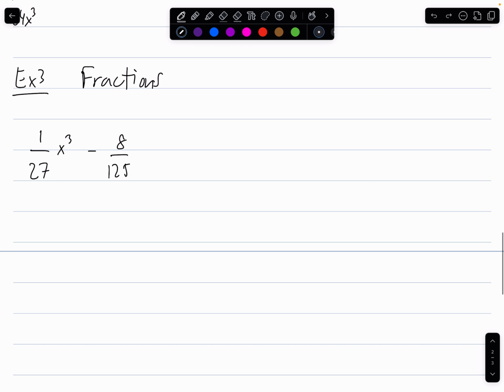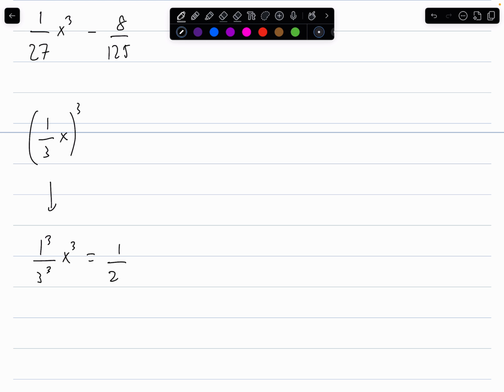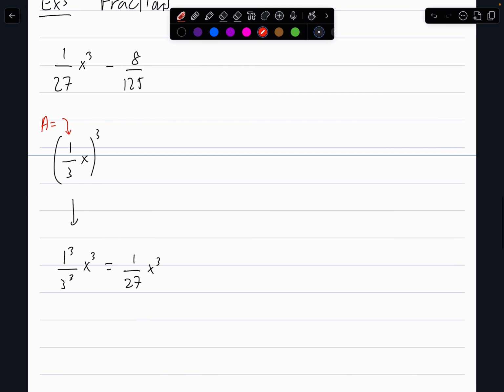So let's look at this. I can tell 27, 8, 125, they're all cubes because those are part of my memorized list. So 1 over 27, if I were to take this and say it's 1 over 3 x cubed, I'll show you how that side math works out, because this will be 1 cubed over 3 cubed times x cubed, which is 1 over 27 x cubed. So you see how my a value is actually 1 over 3x.